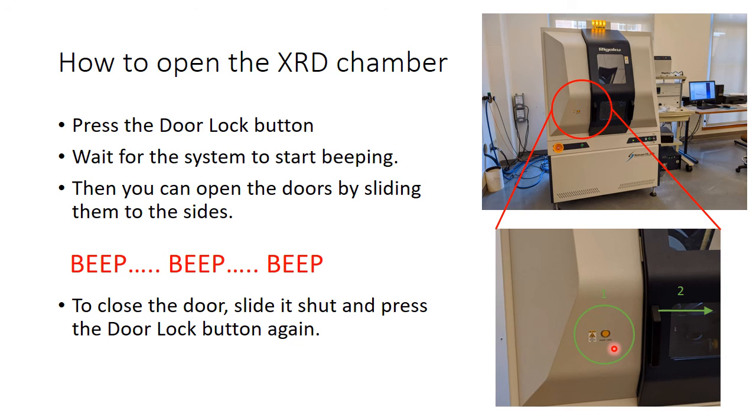But once you start hearing the shorter beeps, then you can use this handle to push the door to the right and open up that chamber so that you can see inside. When you are done changing out the optical components, you're going to close the door and then push the button again, this door lock button, in order to get the system to stop beeping. And then you can go back to the software and tell it you have finished those changes, and it will proceed. That's the end of this section of training.